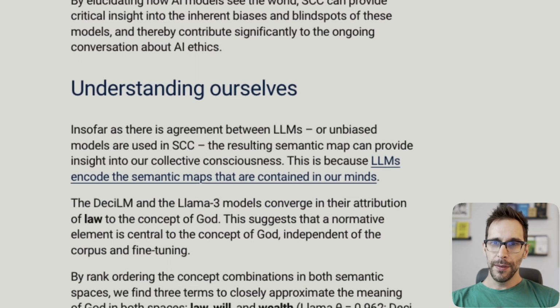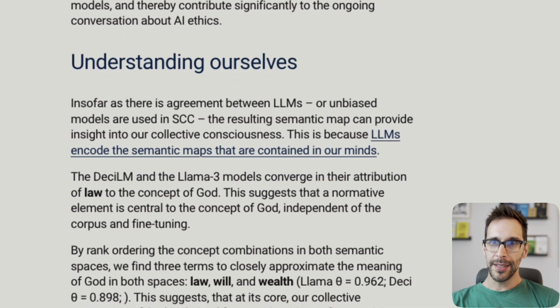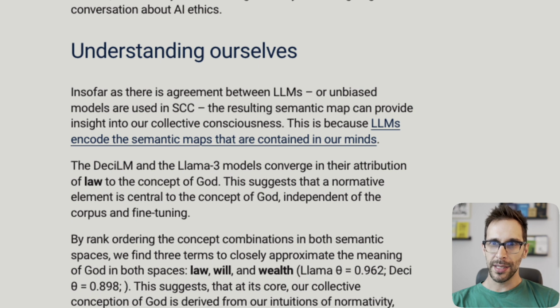Okay, understanding ourselves is the next section. Insofar as there is agreement between LLMs or unbiased models used in SCC, meaning again semantic core clarification, the resulting semantic map can provide insight into our collective consciousness. This is because LLMs encode the semantic maps that are contained in our minds. Okay, I tell you as a non-expert in this field that this sounds like hugely overpromising and under-delivering, although a topic that is interesting enough to want to specify how it overpromises and underdelivers and what its full potential might be.